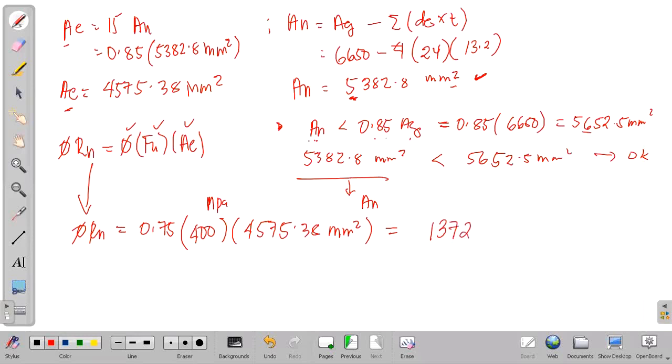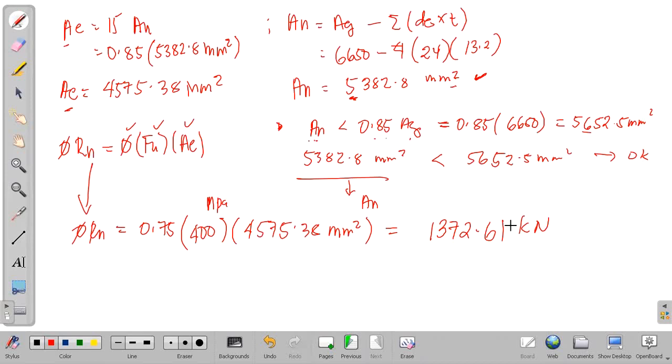1372.614, ma'am. 1372.61. Ma'am, ba't nga 1426.14? Paki-check nyo nga, yung iba is 1.4 daw. 0.75 times 400. 1372.61. So we had 1372.61 in kilonewton. Okay? Since yung na-solve ninyo sa calculator ninyo, that is in Newton.